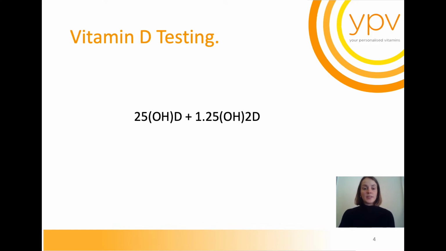So we're all aware that vitamin D levels are routinely assessed in the clinical environment. And when doing so, the clinician will check for both of these metabolites. So firstly, they'll check for the 25-OHD metabolite, that initial metabolite, and then secondly, for the secondary metabolite, the 1,25-OH2D metabolite. And together, this will indicate whether or not an individual is vitamin D deficient. And so they'll use the sum of both metabolites to indicate whether or not an individual is vitamin D deficient.